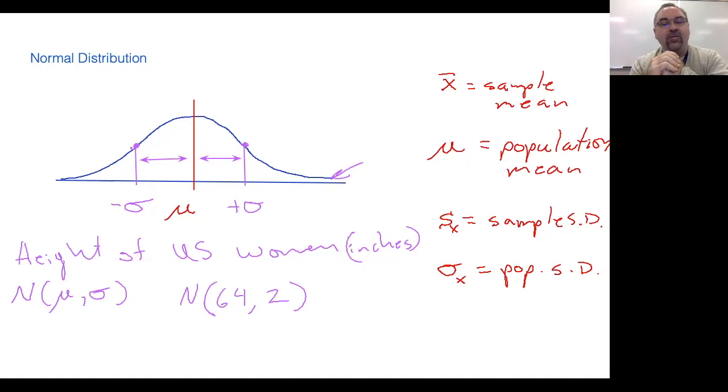But it does work so well for lots of different distributions. The height of US women is in fact approximately normally distributed, and the mean is 64 inches with a standard deviation of 2 inches. And so we'll actually use that normal distribution quite a bit as we go through. So that's the normal distribution right there.